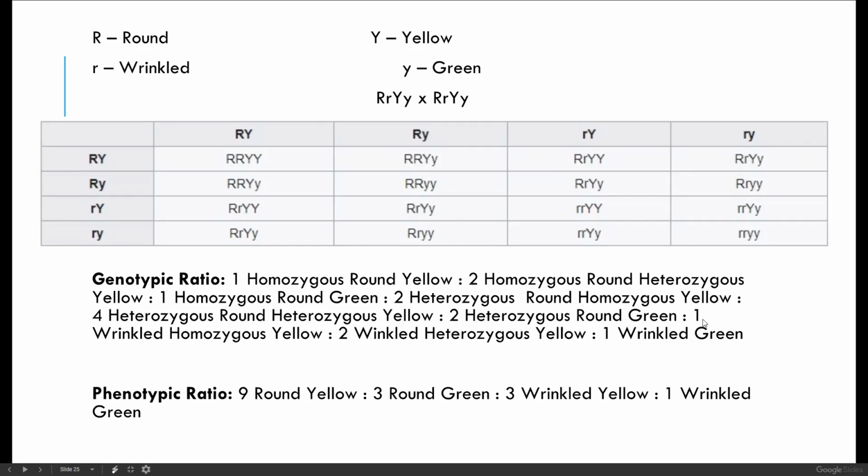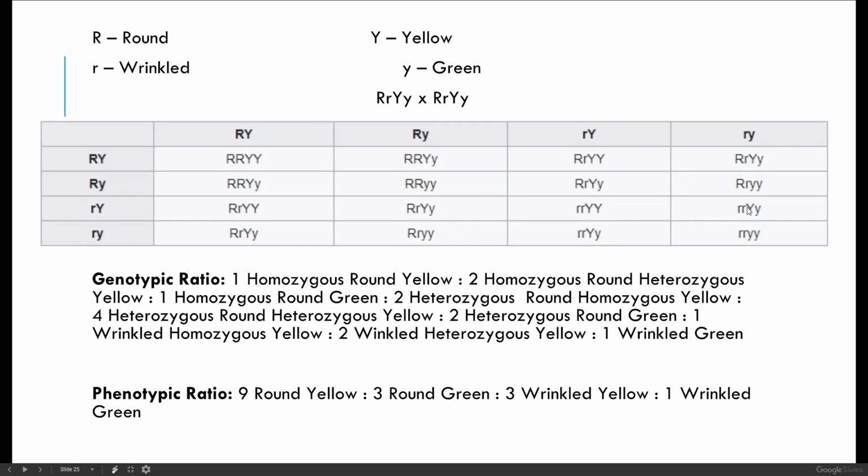One wrinkled homozygous yellow. See wrinkled? All small letter r. Wrinkled and homozygous yellow. One. So it's in here. Can you see it? Yes, sir. And two wrinkled heterozygous yellow. Again, wrinkled heterozygous yellow. So the yellow here has capital Y and small letter y. Sir, there's two. Okay, it's in here.